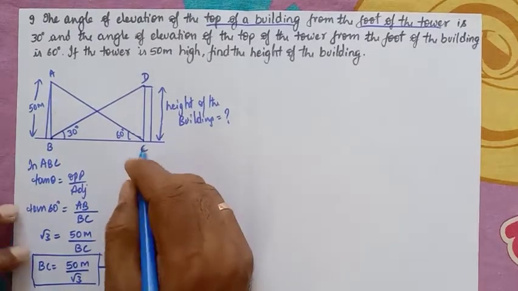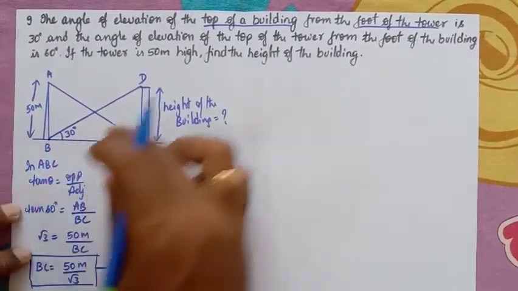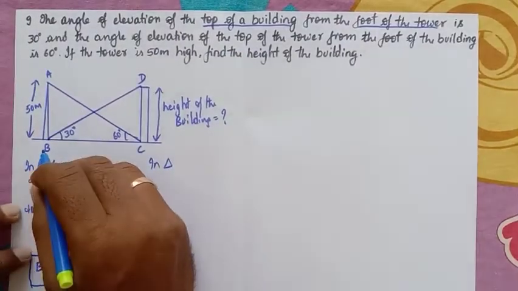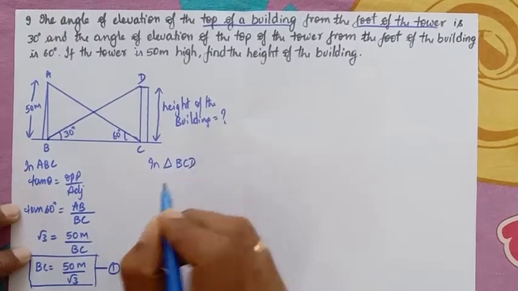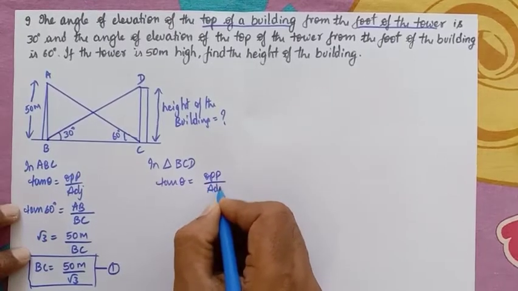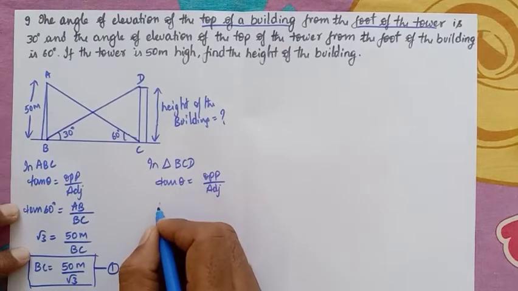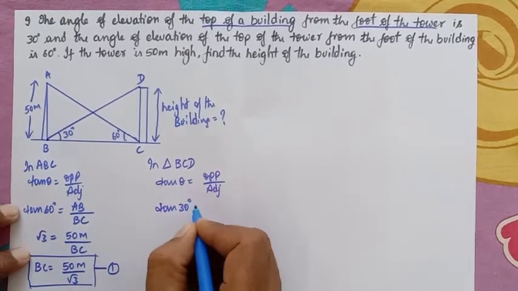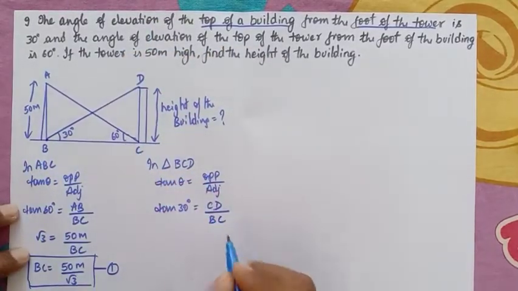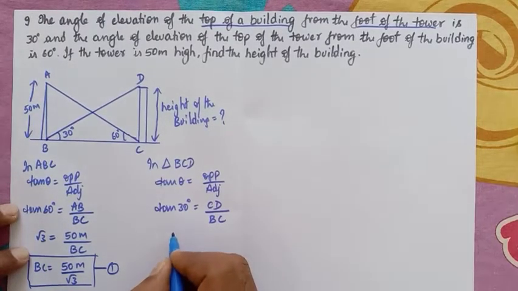Next, using this distance between the two foots, let me try to calculate the height of the building. In triangle BCD, tan theta is equal to opposite by adjacent. Tan 30 degree is equal to, what is opposite? Opposite is CD by BC. So tan 30 degree is 1 by root 3.